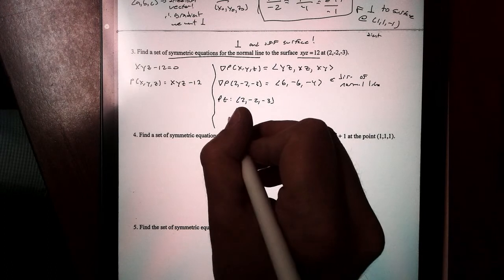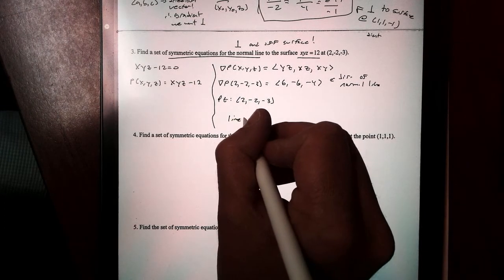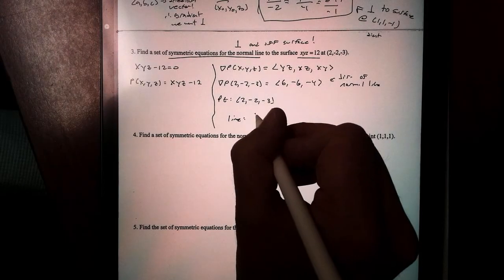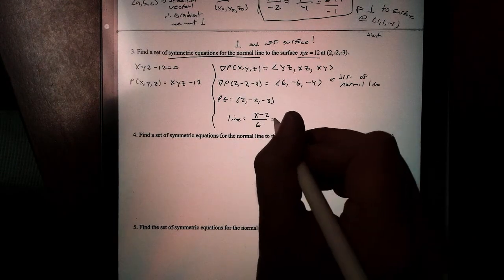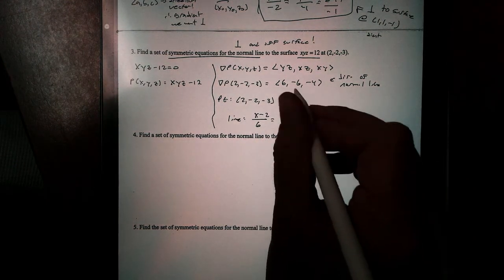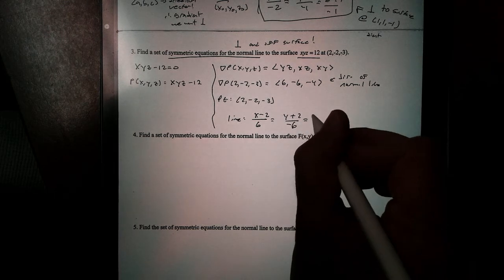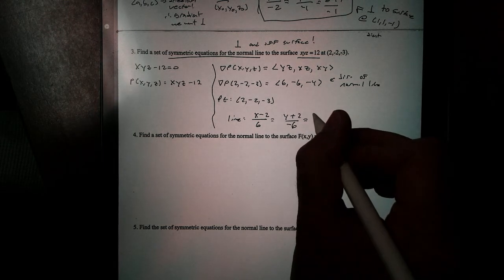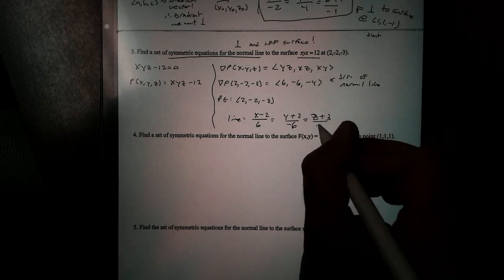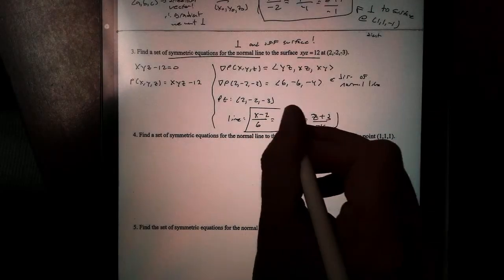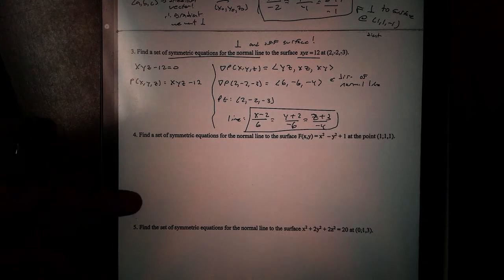So now we can write our symmetric line right here. To write the equation of our line, it's going to become x minus 2 over 6 equal to y plus 2 over negative 6 equal to z plus 3 over negative 4. And there is our line right there.